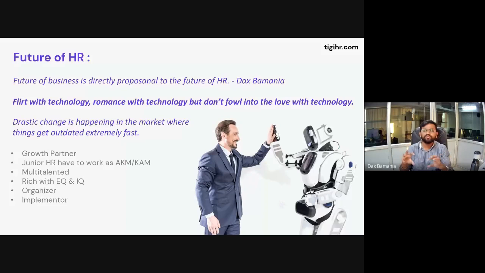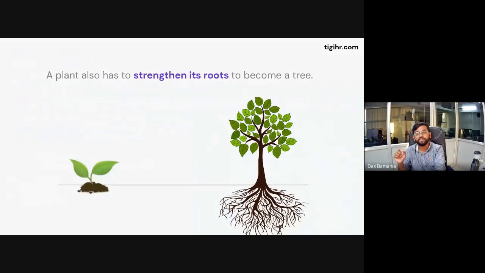We need to become a good organizer, able to manage multiple things, and we need to be the implementer. Nowadays people do have strategies with them. There are lots of trainers and HR consultants giving them strategies, but very few people are actually able to implement that particular thing. So as HR, or as part of the human resource team, we need to become a good implementer. We are not just talking about this, we are actually implementing it. So we need to be a good implementer.